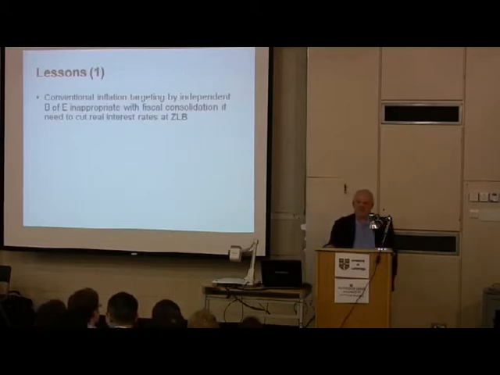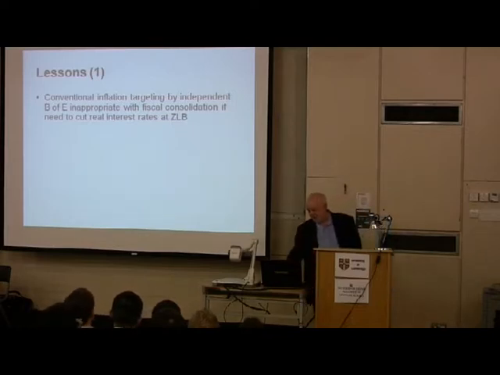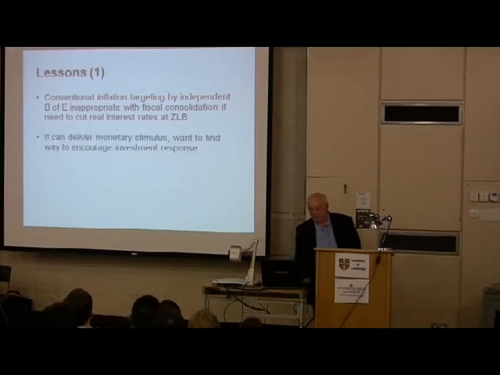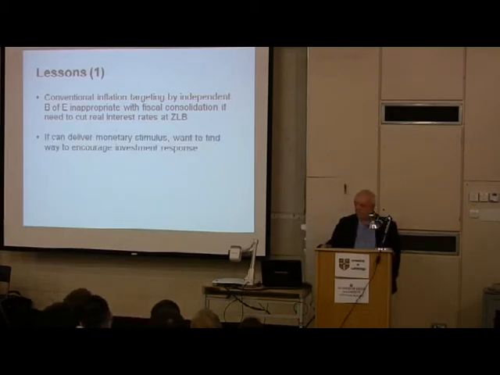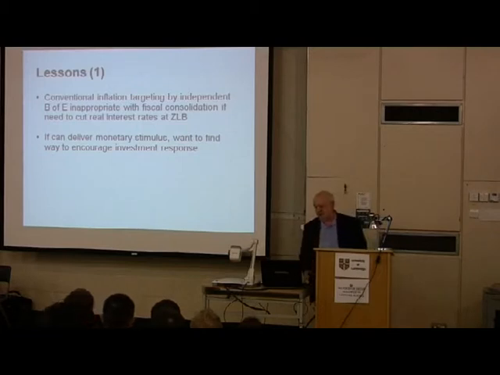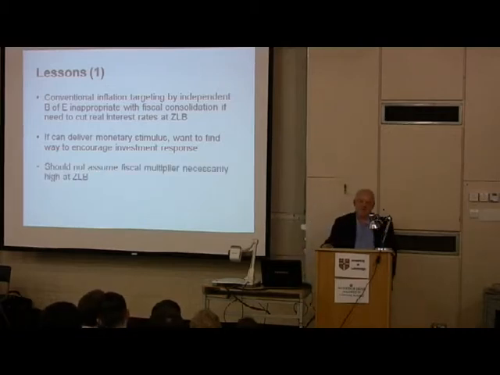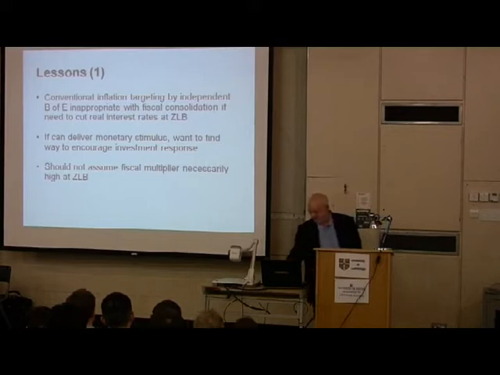First thing I suggested is that a message from the 1930s is that conventional independent targeting by an independent central bank might be inappropriate at the zero lower bound, especially if you're trying fiscal consolidation. The second thing I mentioned but didn't dwell on is if you can deliver monetary stimulus, you would like to believe there's a transmission mechanism to the real economy running through investment. Thirdly, I've suggested that although it's tempting to assume the fiscal multiplier must be high at the zero lower bound, I don't think that's correct. It may be high at the zero lower bound. I think it's a better way to put it.